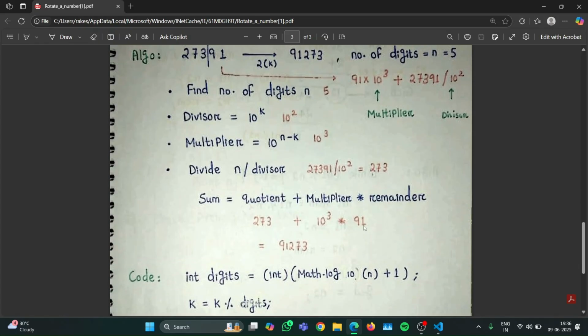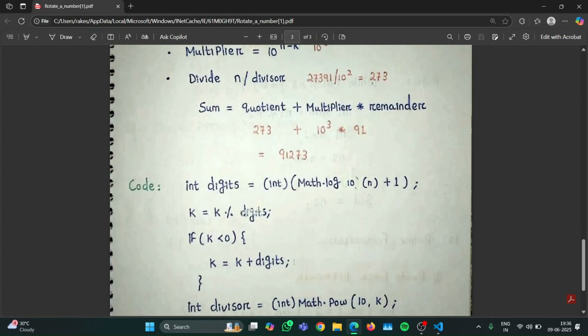Then multiply the multiplier with the remainder of this number, n by divisor. We get the quotient as 273. What is the remainder? 91, of course. We have to multiply the remainder with the multiplier, then add it to the quotient. So what is 91 into 1000 plus 273? That is 91273. Getting my point? So that is our logic to rotate a number. I think it's extremely clear for everyone what our logic is.